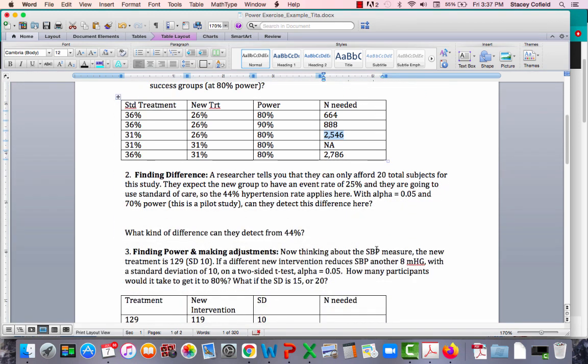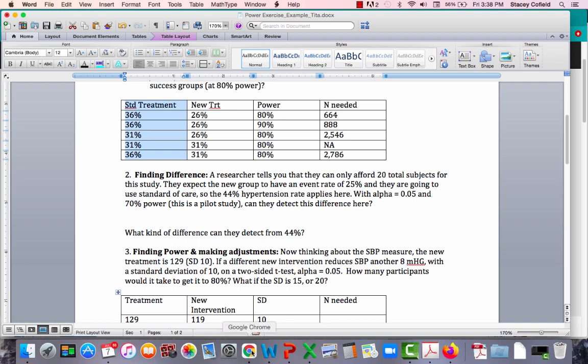Okay, so now let's go ahead and say that the researcher tells you that they can only afford 20 subjects. And they expect that the new group will have a rate of 25%. And they're going to use the standard of care. So they're not going to use this new standard treatment that Tita et al. did. They're actually going to use the standard of care treatment arm. So let's say they're in a place where they're not going to be able to implement what Tita et al. found. They're going to use standard of care, just whatever the doctor had originally prescribed to maintain blood pressure. So that had an event rate of 25%.